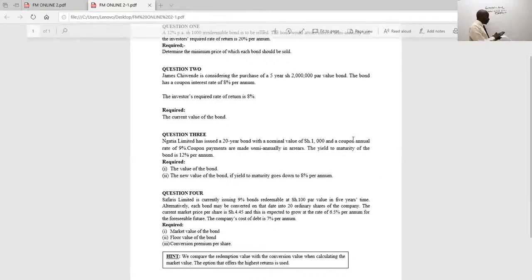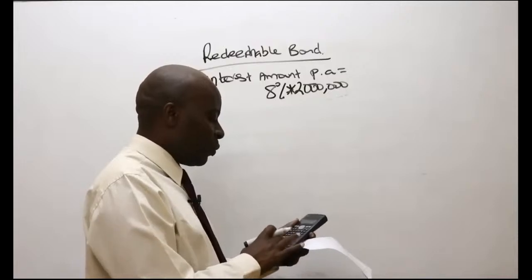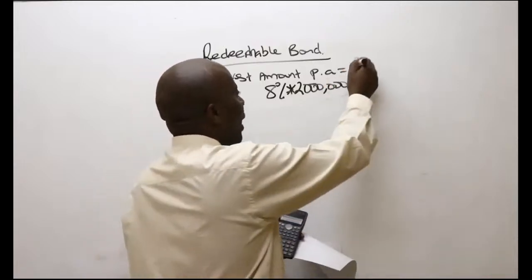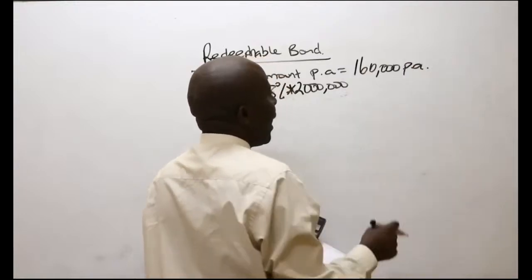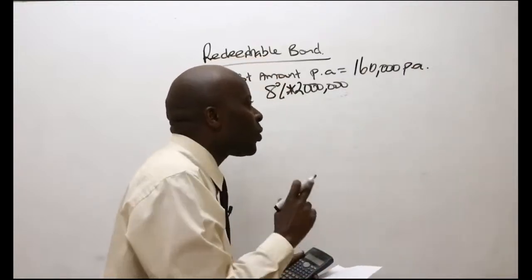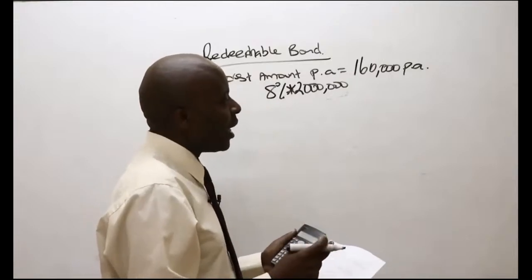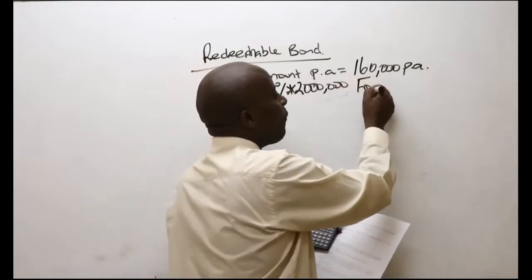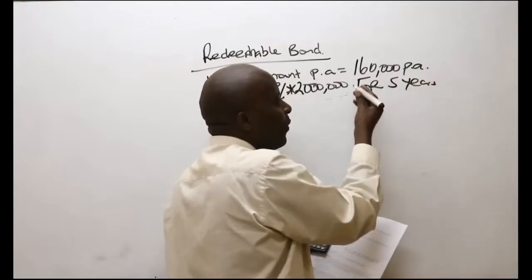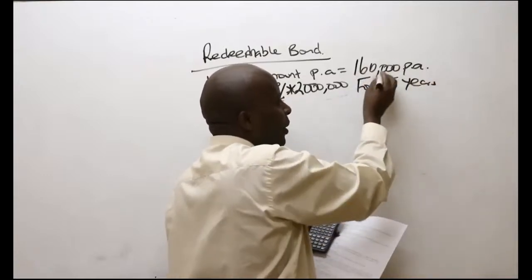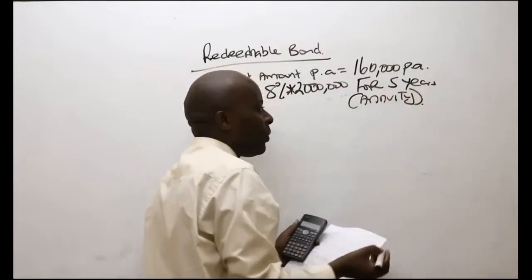So 0.08 times 2 million, which will give us 160,000 per annum. And we shall be able to pay this 160,000 every year. For how many years? For 5 years. Every year for 5 years. So because of the uniformity, this automatically becomes an annuity.